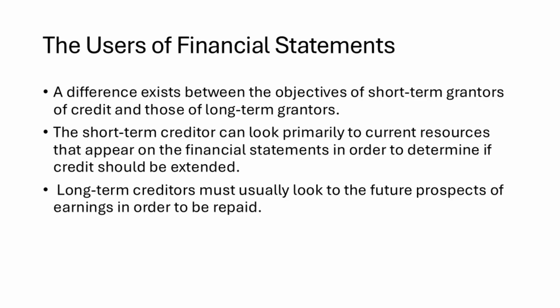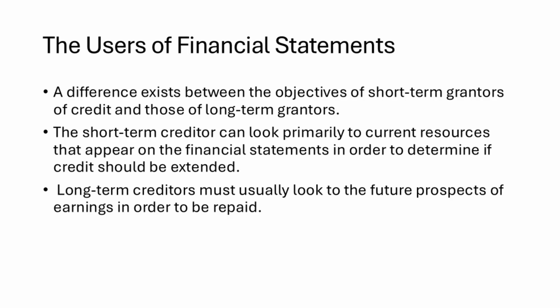The short-term creditor can look primarily to current resources that appear on the financial statements in order to determine if credit should be extended. Long-term creditors must usually look to the future prospects of earnings in order to be repaid. For example, if bonds are issued that are to be repaid in 30 years, the current resources of the entity will not be an indication of its ability to meet this obligation. The repayment of this obligation will come from future earnings.